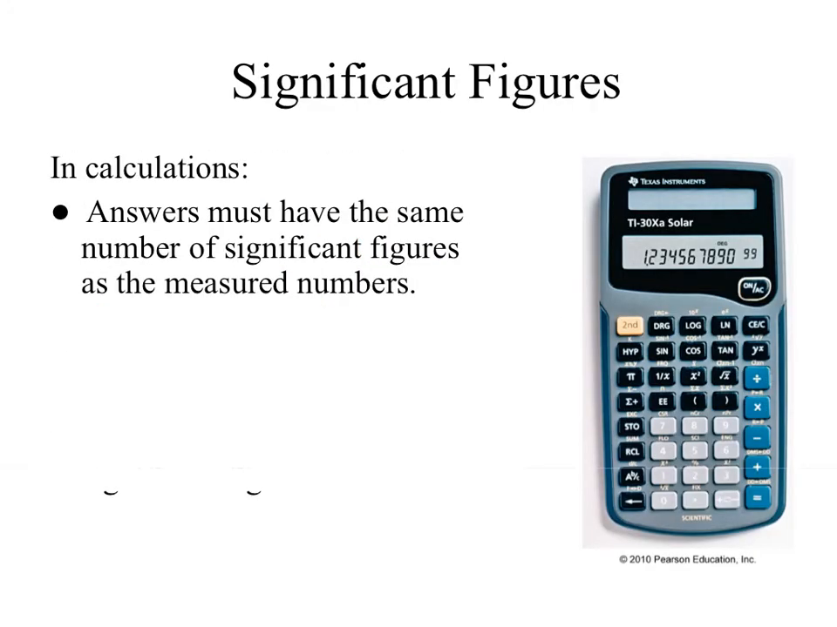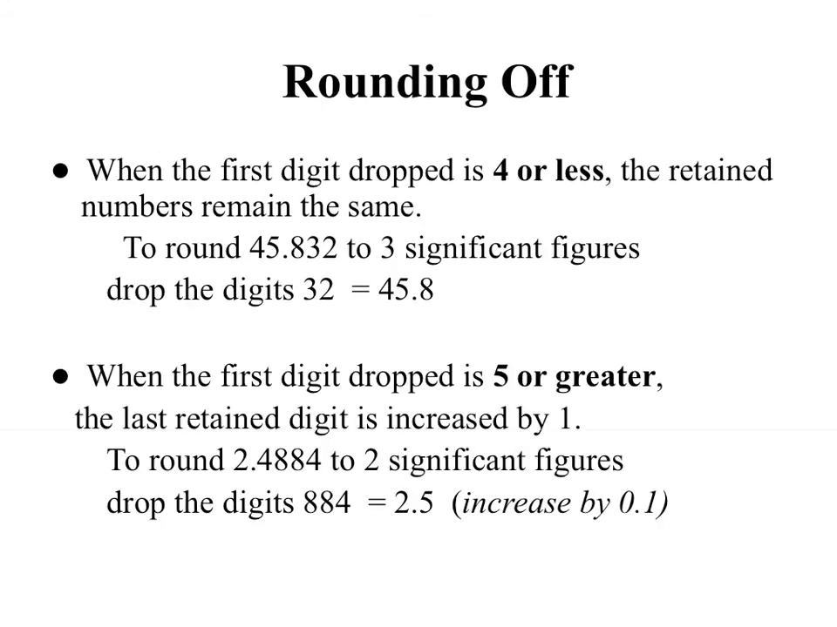All right. In calculations, as I just gave you that example a minute ago with your 3.2 feet into inches, but let's really start looking at this now. In calculations, answers must have the same number of sig figs as the measured. That's the key there. Measured number. Rounding. When you're going to round, when the first digit dropped is 4 or less, the retained numbers remain the same. So everybody should know about rounding, right?